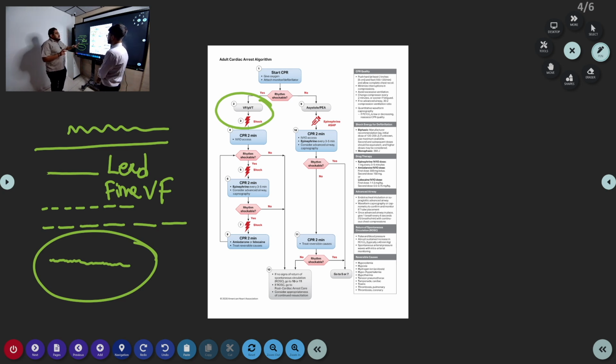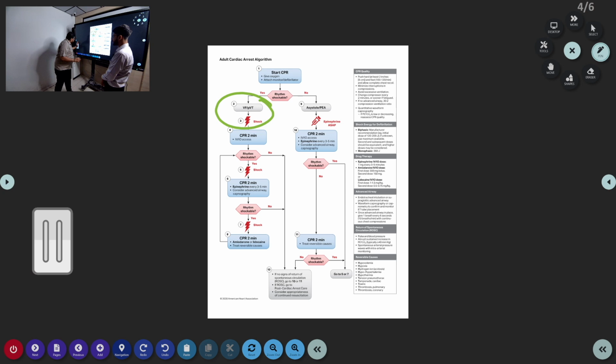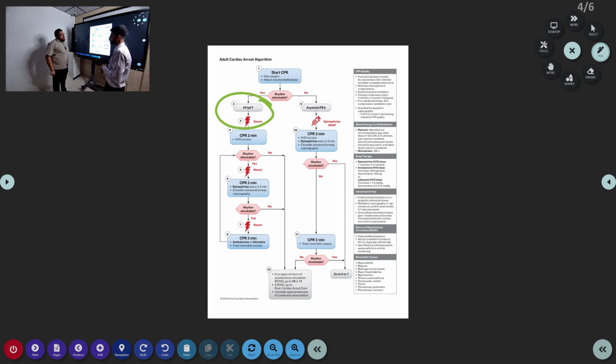So here you have confirmed that it was a PEA. Then you started him on what? First we got the IV line access. IV access. Yes. And continue the CPR itself without stopping the CPR, for now.